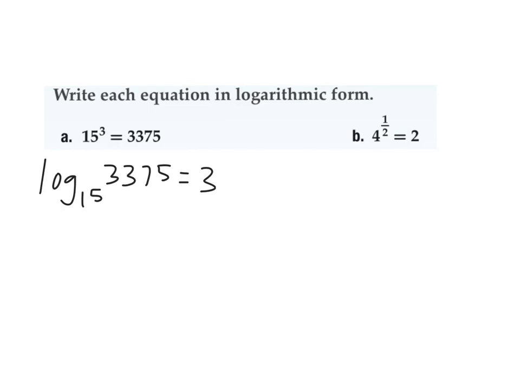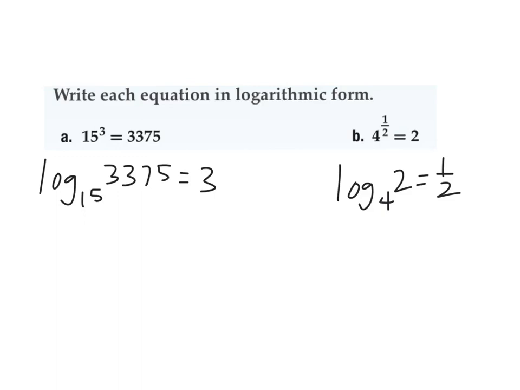So the second one, again, it's in exponential form, so go ahead and write that in logarithmic form. Again, the base becomes the little number, the power becomes the number on the opposite side of the equals, and the answer sits right next to the log. So you should have gotten log base 4 of 2 equals 1/2. How many had that? Okay, so that's all there is to converting from exponential form to logarithmic form.